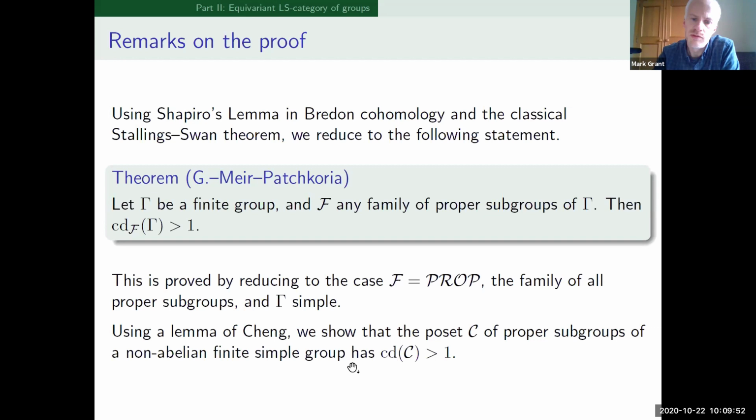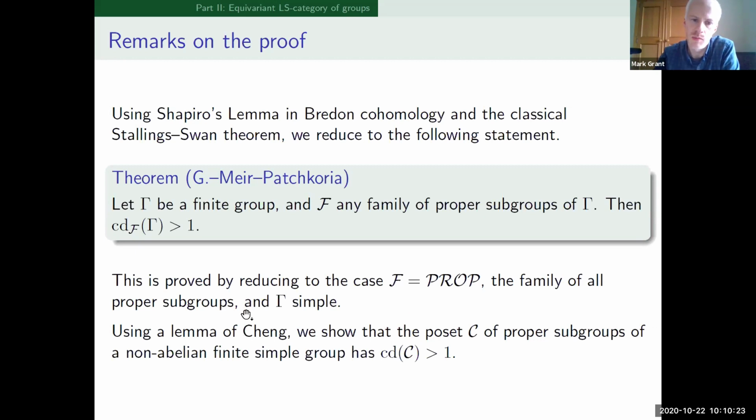And then we reduced it to showing that the poset of proper subgroups of a simple group has cohomological dimension greater than 1, where to define the cohomology of a poset, you just take, instead of functors out of the orbit category, you take functors out of the poset. Two abelian groups, and those are your modules, and then you have a more general notion of cohomological dimension.